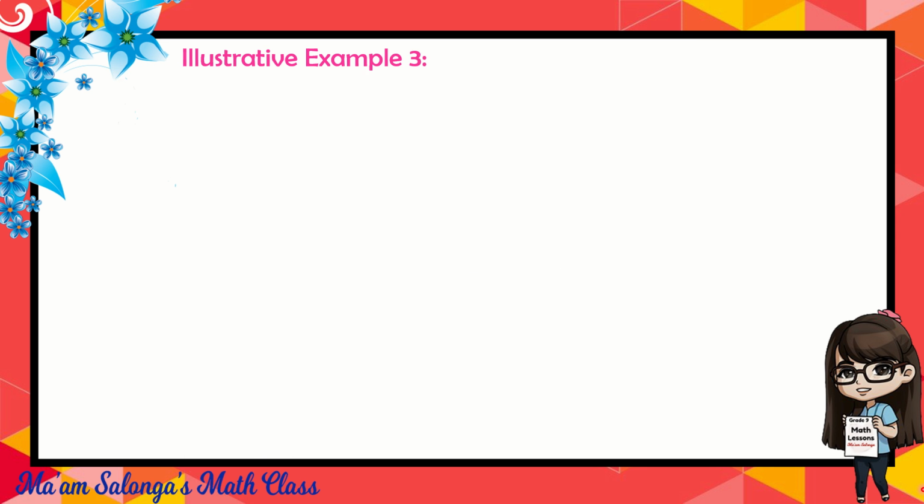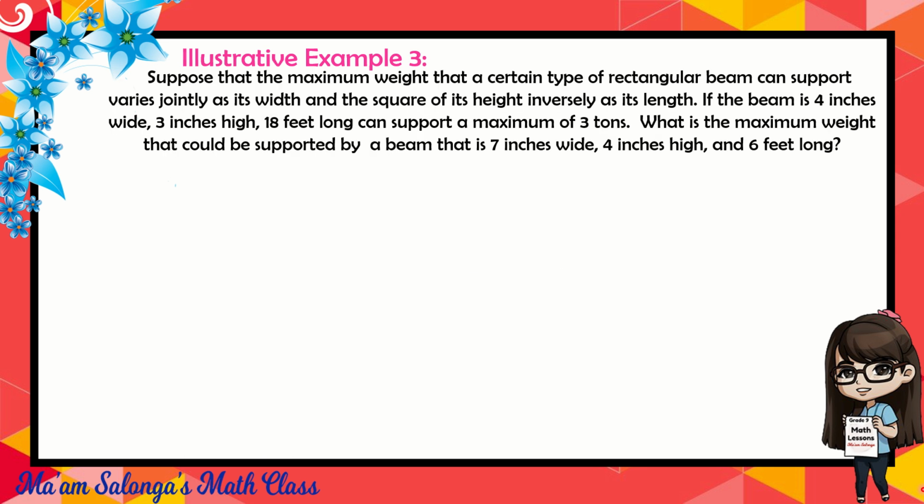Alright? And next example, suppose that the maximum weight that a certain type of rectangular beam can support varies jointly as its width and the square of its height and inversely as its length. If the beam is 4 inches wide, 3 inches high, 18 feet long, can support a maximum of, oh, that's wrong.